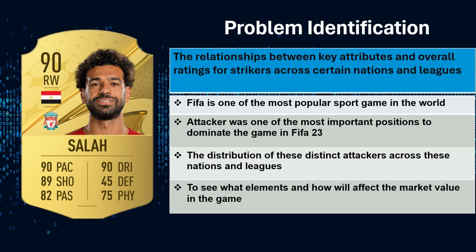For example, you may know that Salah is one of the strongest attackers in the world in real life, but in the game he only got 90 overall rating with 90 pace, 80 shooting, and 90 dribbling, etc. So we want to see if there are any interesting relationships between the players and their ratings.